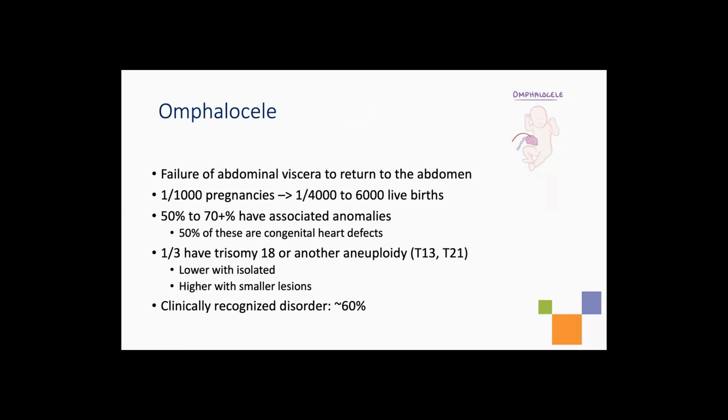More than half have associated anomalies. About a third will have aneuploidy, particularly trisomy 18, and many are associated with a clinically recognized syndrome. When omphaloceles do have other associated anomalies, aneuploidy is more likely. And interestingly and importantly, trisomy 18 in particular is more likely with a smaller omphalocele lesion.